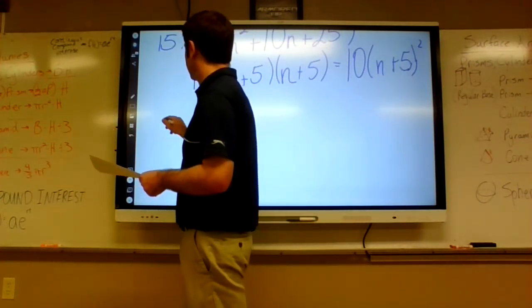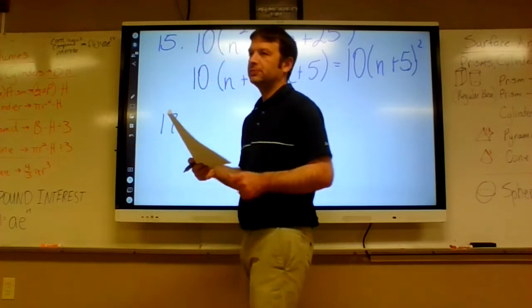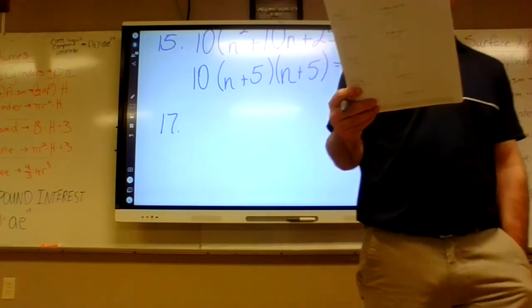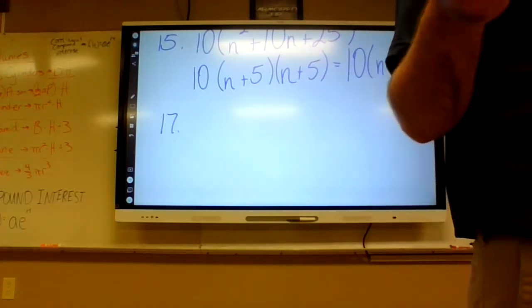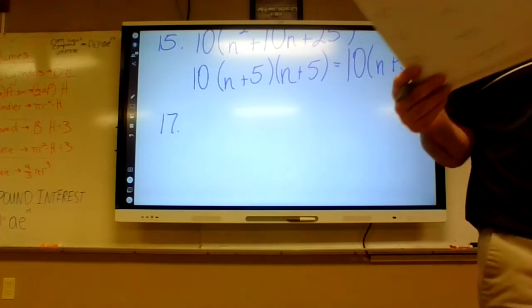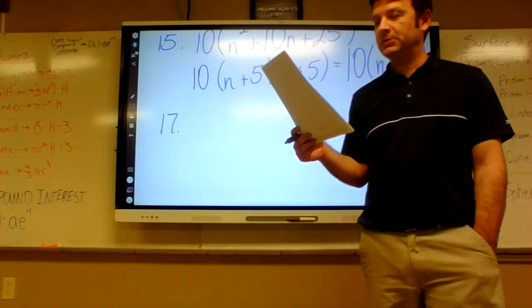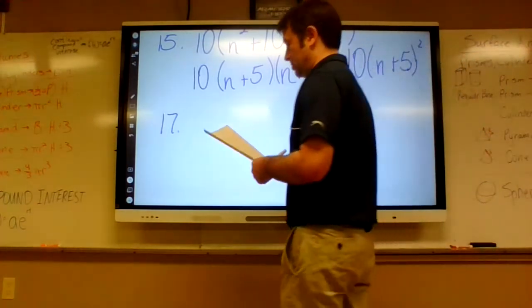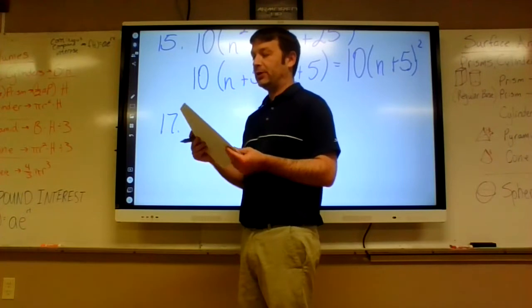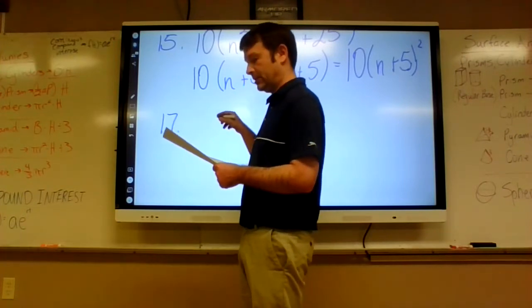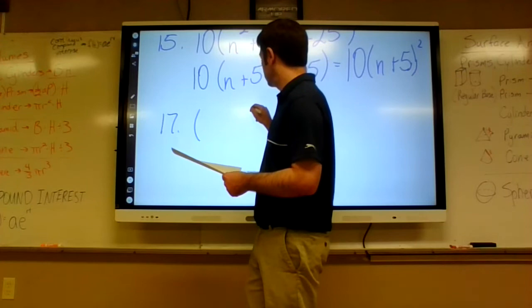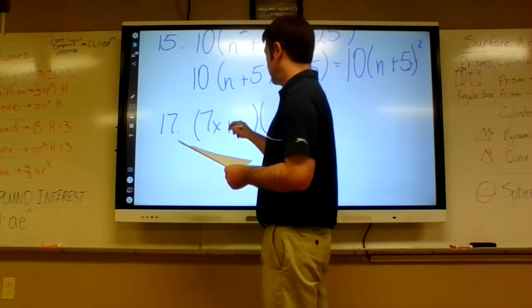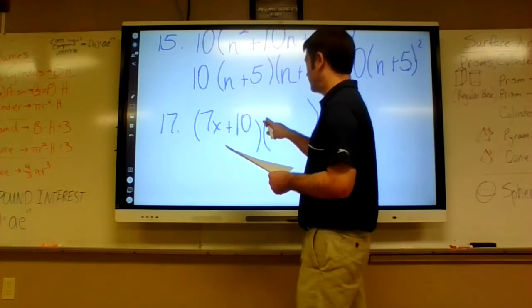Alright, number 17. Anything come out of both of those? Yes, 7x. Anything come out of both of those? No. We actually kind of already did this problem. Do you remember number 11? After we took a 2 out on number 11, we had 49n squared minus 100. So 7n plus 10, 7n minus 10, right?